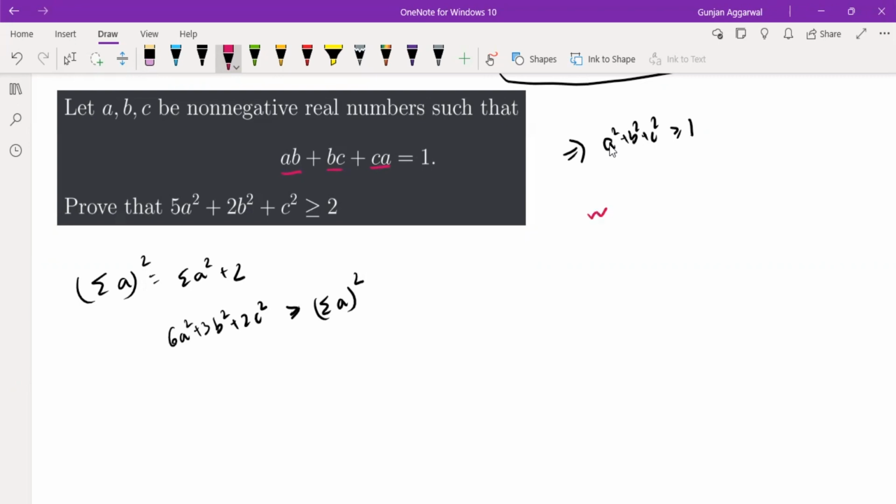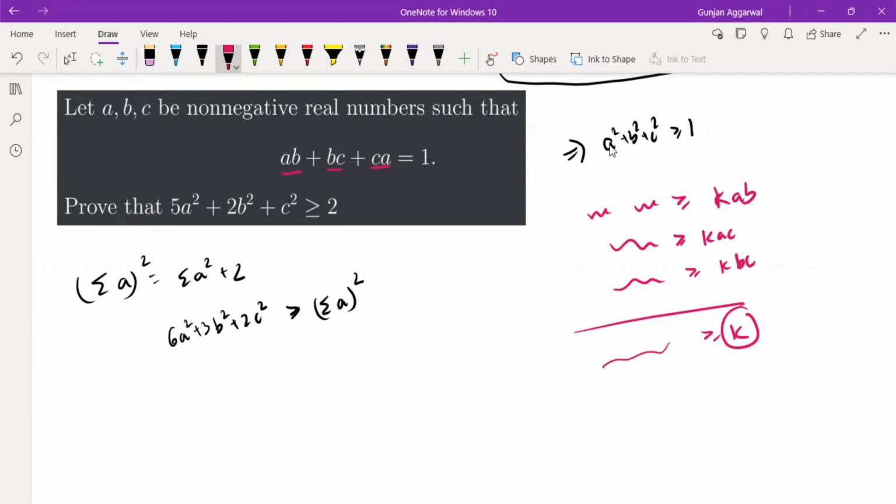Try to use some inequality or something. You have some term here and some term here. You would like to have something of this sort, so that when you add, you have k here. And you have this thing, 5a squared plus 2b squared plus c squared here. So kind of try to do that.